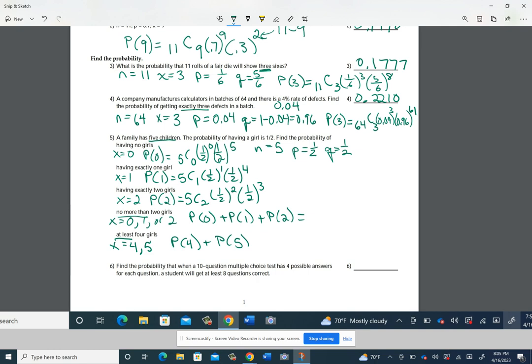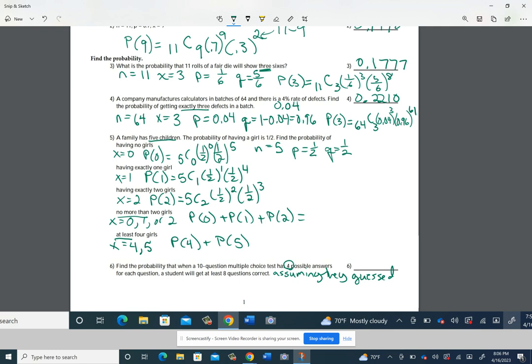This one said find the probability that when a 10-question multiple choice test has 4 possible answers for each question, a student will get at least 8 questions correct. That question's missing a little something. It should have said it's really if they guessed, assuming they just guessed on every one. That's usually in this kind of question. That's not a big deal. I'll probably fix that if I use this question again.